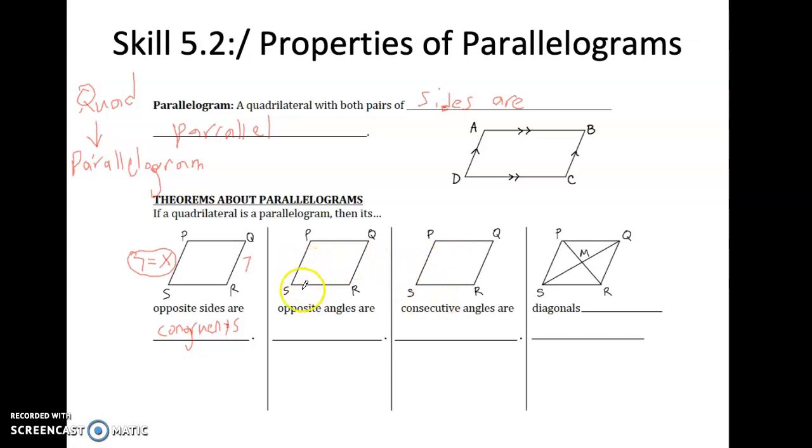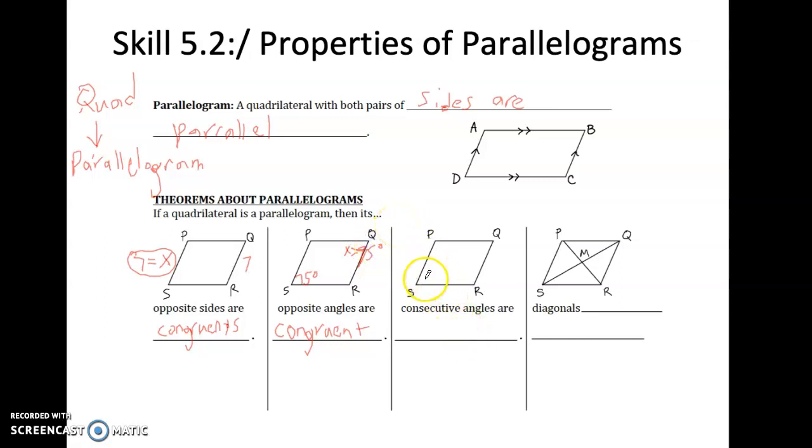Let's go to the next one. So here we have opposite angles. Let's say that this is 75 degrees, and we want to find how many degrees angle X is. Now, if we know that the opposite angles are congruent, then we can figure out that that angle is 75 degrees as well.